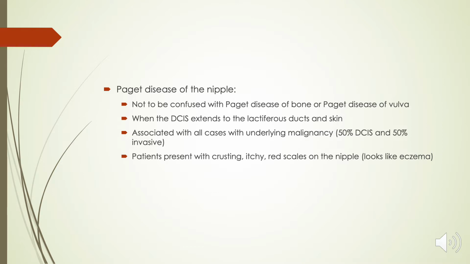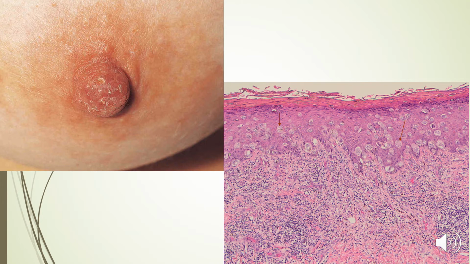Typically, patients present with crusting, itchy, and red scales on the nipple that looks like an eczema. This is an example of a Paget disease of the nipple. Notice the red scaly material on the nipple, and on the right hand side of the picture, notice the large cells with the red arrows. These are the ductal carcinoma in situ cells involving the skin.